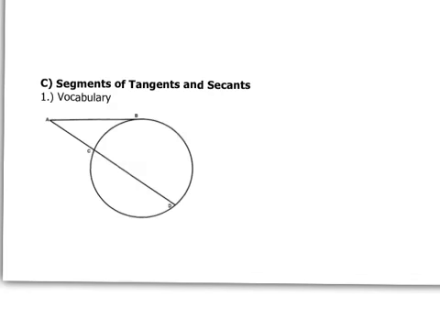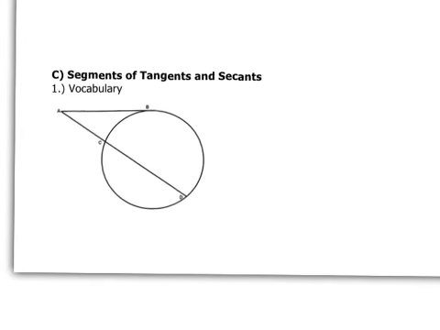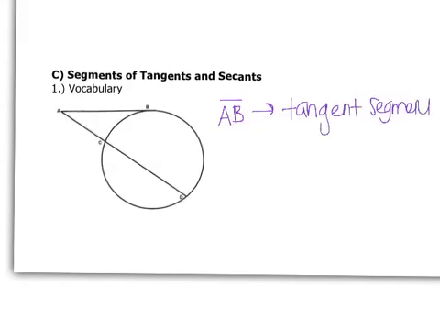All right, what we need to look at next are some vocabulary terms of tangents and secants. So let's start with segment AB. Notice segment AB touches your circle in just one place. That makes it a tangent. And because it is just a line segment, AB is what we call a tangent segment. Just a segment that touches the circle in one place, a tangent segment.